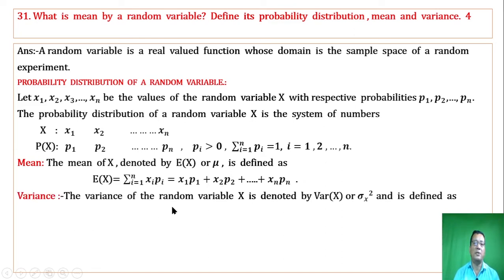Variance. The variance of the random variable x is denoted var x or sigma x square and is defined as variance of x equal to summation of xi minus mu whole square into p of xi, i from 1 to n, or variance x equal to E of x minus mu whole square.